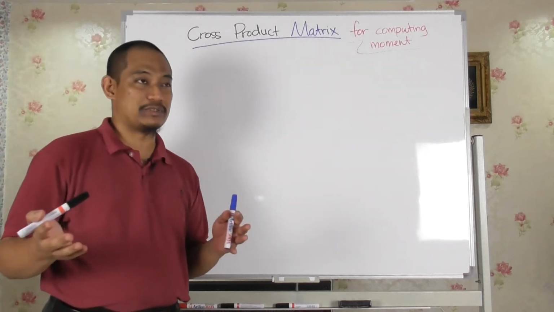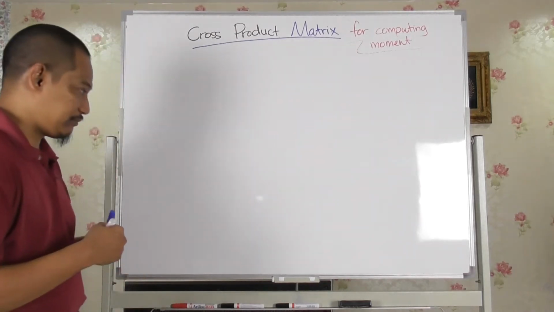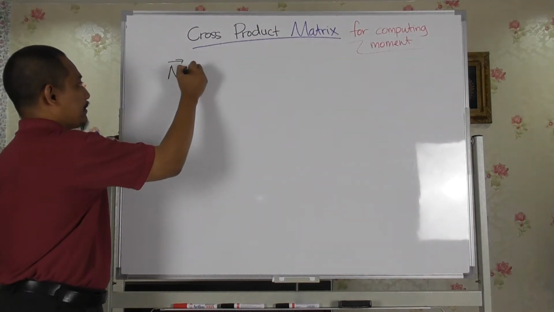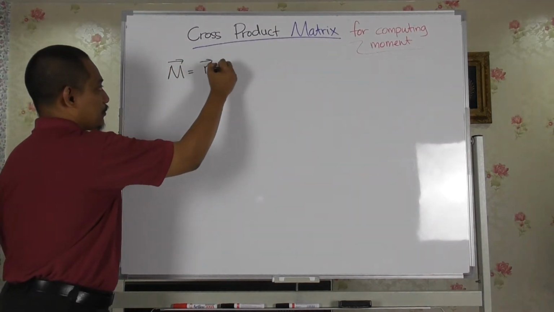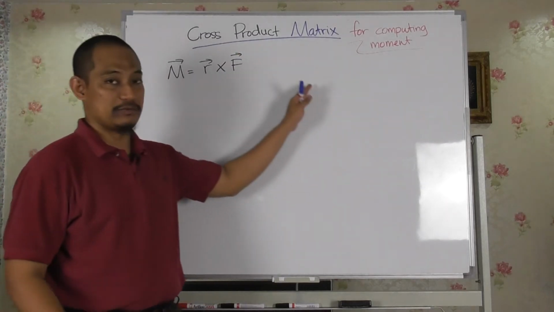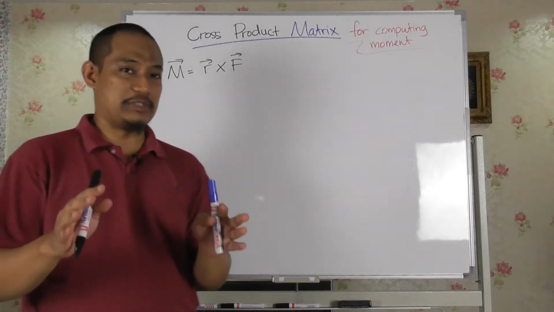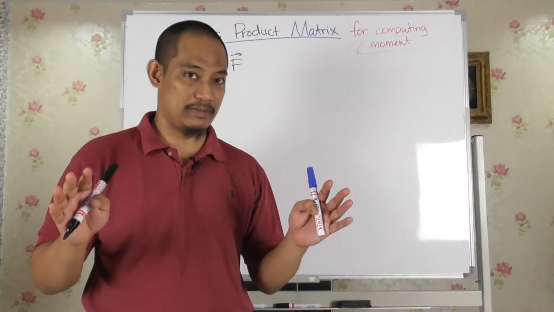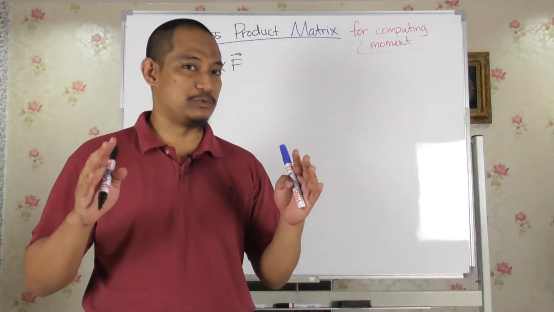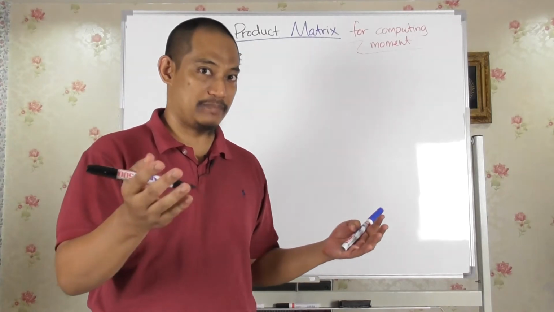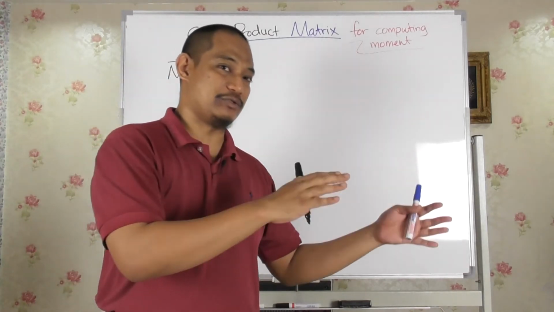If we calculate, for example, moment about a point using the vector approach, we will have M equal to R cross F. And normally we calculate using the matrix, but in this video I want to discuss it separately. Because what if we do not use the matrix? Can we calculate it? Yes, we can. But why is it easier to use the matrix?